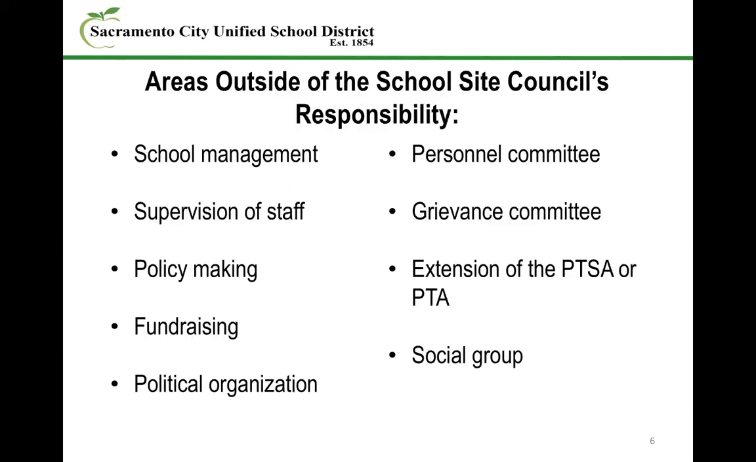Areas that are outside of the responsibility of the school site council are school management, supervision of staff, policy making, fundraising, political organizing, personnel committee, grievance committee, extension of the PTSA or PTA, or a social group.